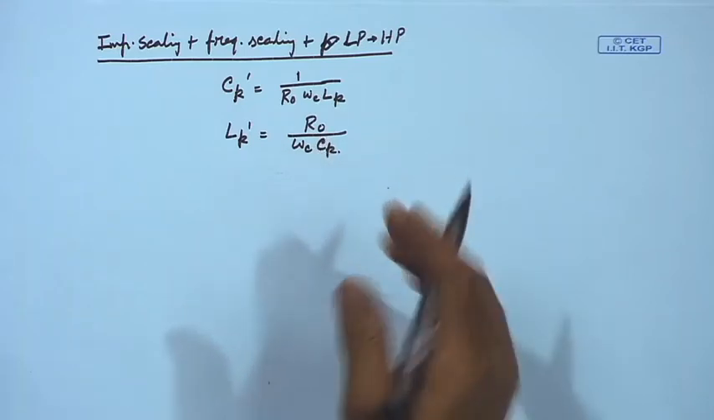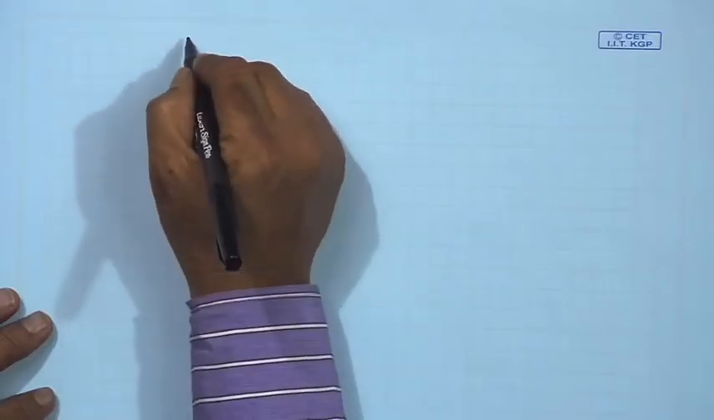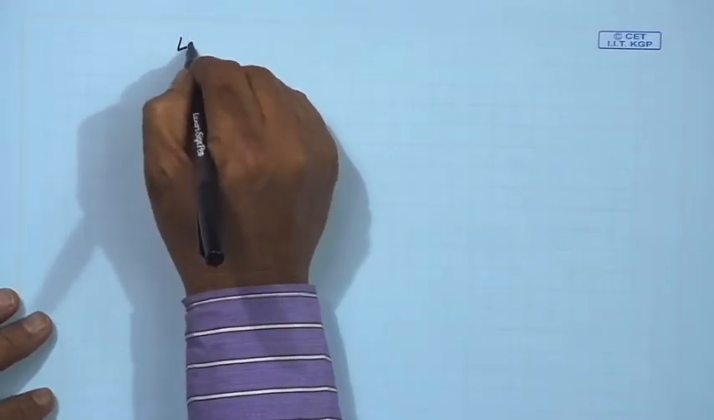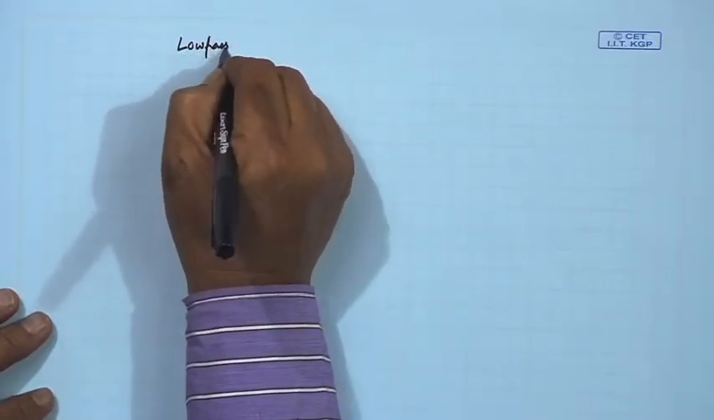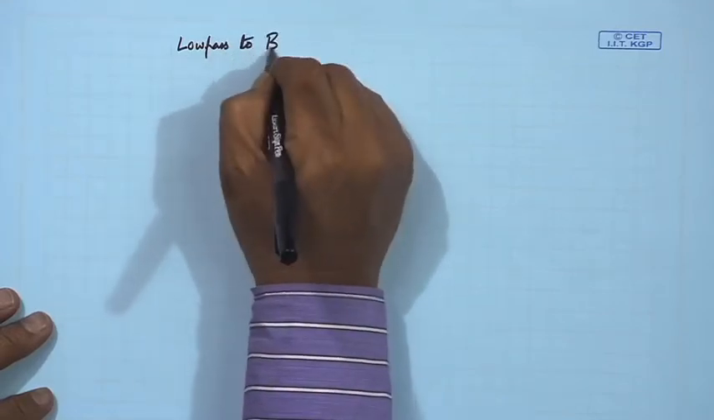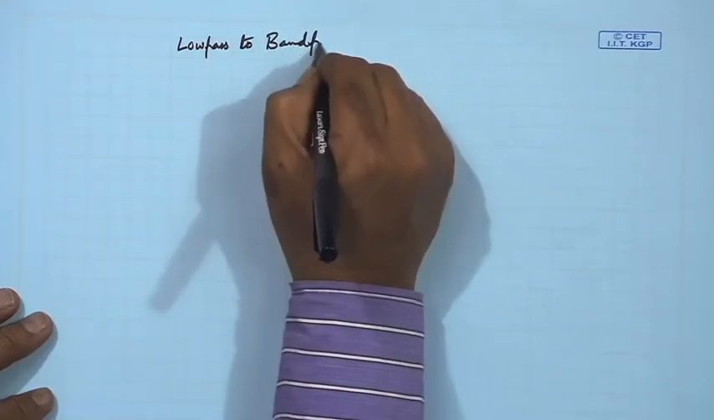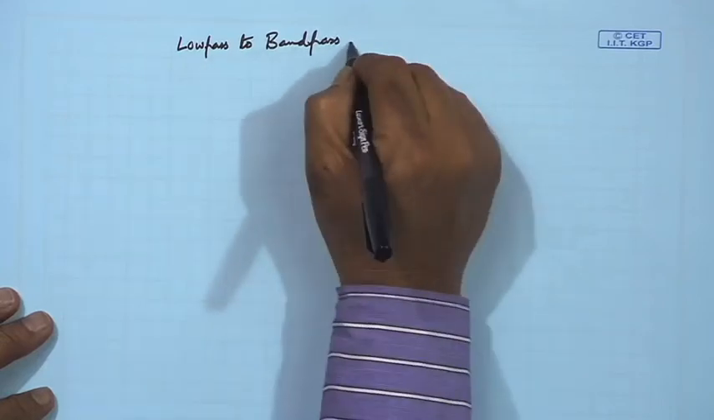So, in tutorials we will see problems with this. Now this is the low pass to high pass transformation. We now see what happens in the low pass to band pass transformation.